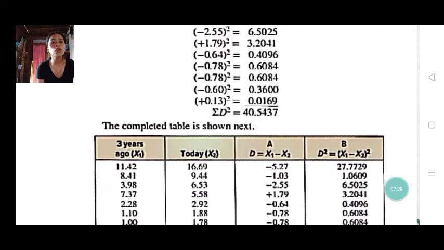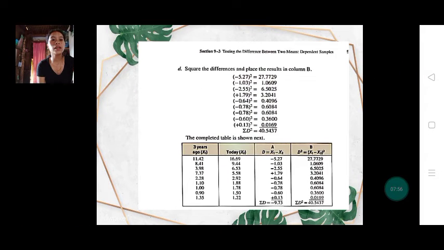So timan-an lang nato ang formula para makuha nato si column A. Mao na siya ang difference D equals x sub 1 minus x sub 2. Then si B, ato lang i-square root ang result sa A. Then mao na din na makuha na dayon nato si column B.